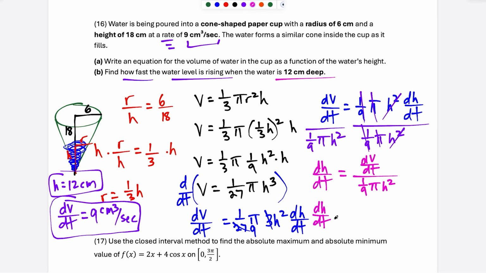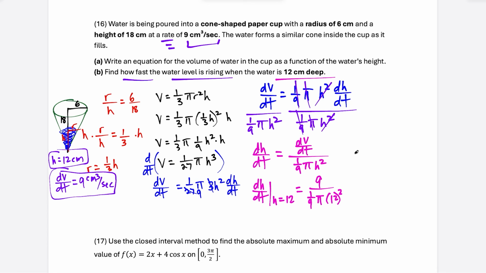So that's dh/dt when the height is equal to 12, okay? And I'll write the units out here at the end. So dV/dt is 9, and we're going to have 9 over 1/9 times pi times h squared, and h is equal to 12, so we're going to have 12 squared. So now let's just simplify this. I'm just going to go piece by piece. 9 divided by 1/9 is going to give us 81.